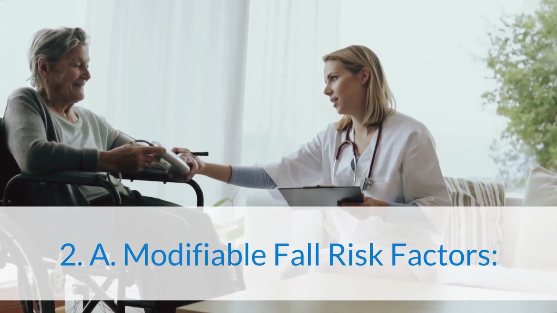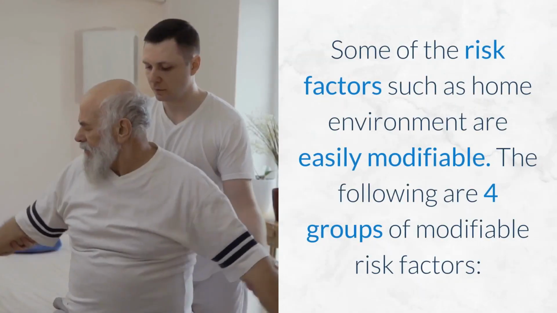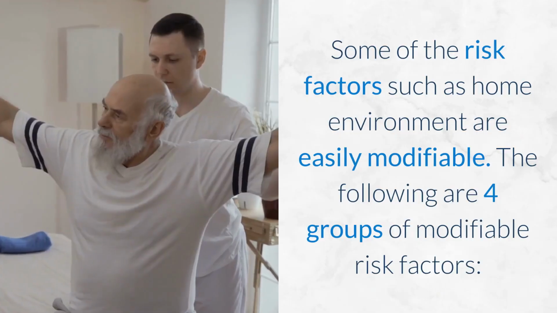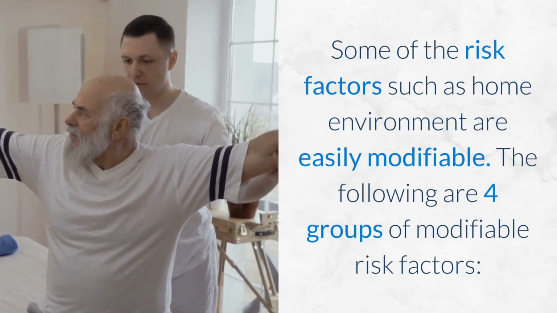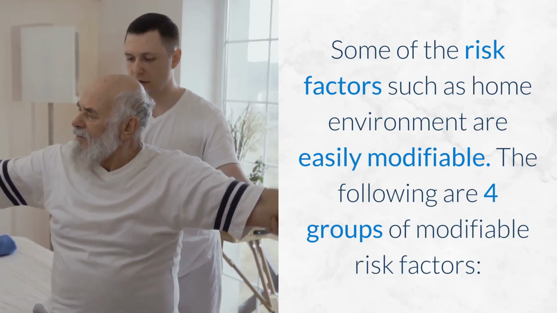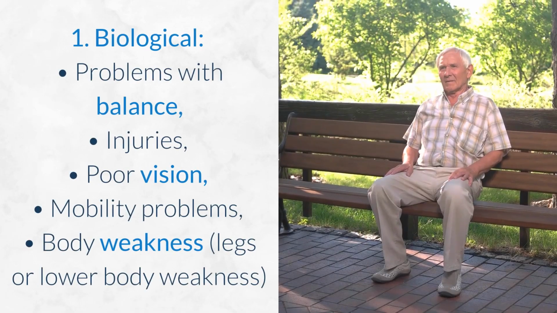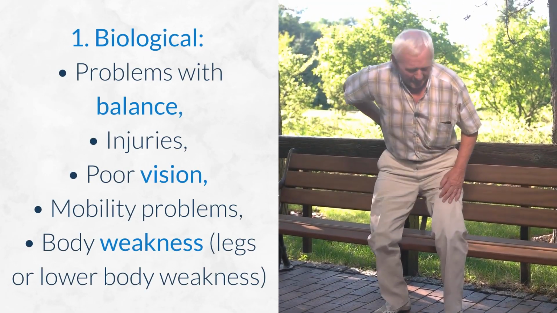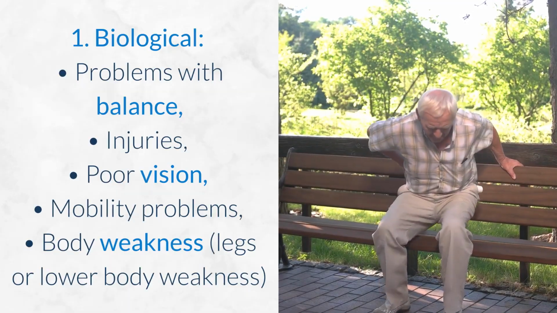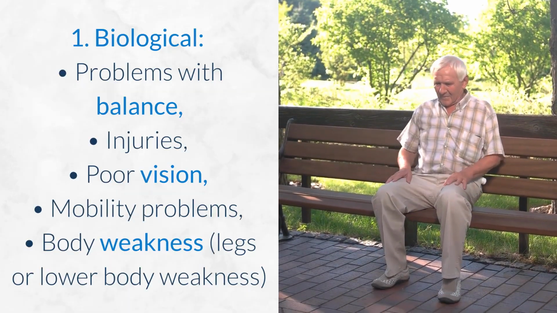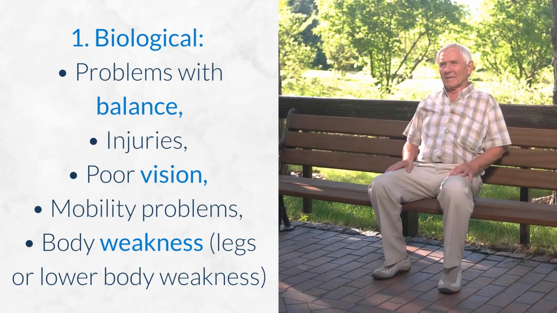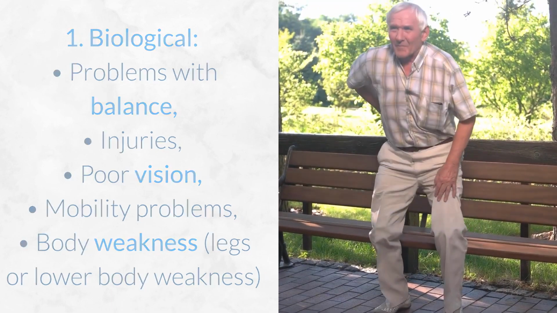2A. Modifiable fall risk factors. Some of the risk factors, such as home environment, are easily modifiable. The following are 4 groups of modifiable risk factors. 1. Biological. Problems with balance. Injuries. Poor vision, mobility problems, body weakness, legs or lower body weakness.